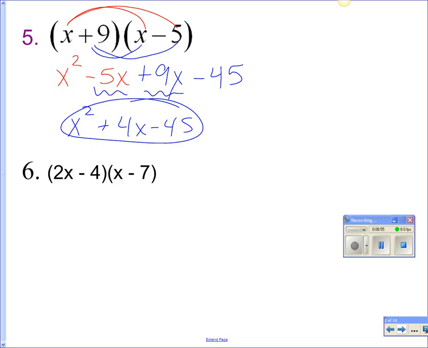All right, Caitlin, what do I do first? Very good, Caitlin. My second period didn't get that, so very good. 2x times x is 2x to the second. Destiny, what else am I doing? Which gives you?